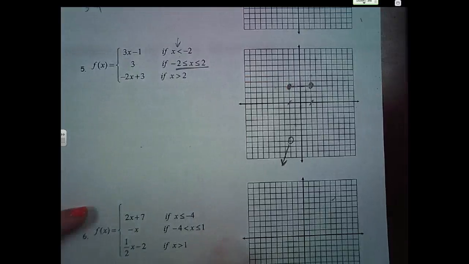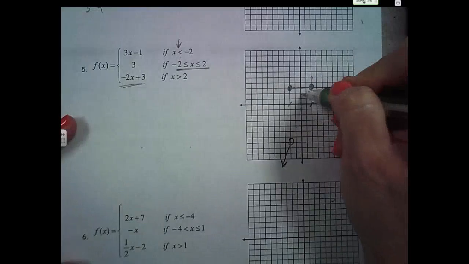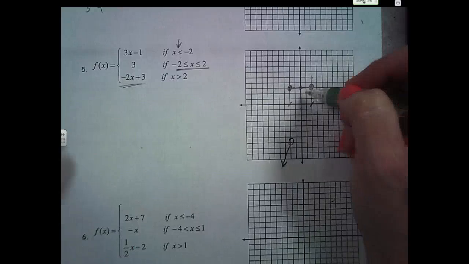Okay, the last one. This time I want everything bigger than 2. I'm going to grab this line, I want everything to the right of 2. So start at 3. Okay, and I'm going to go down 2/1.